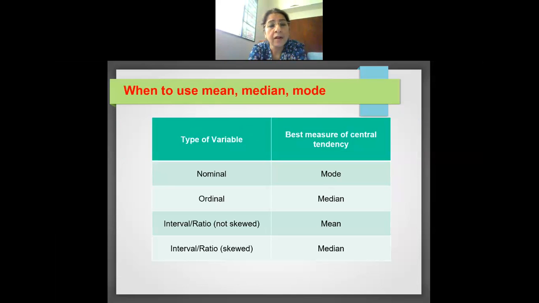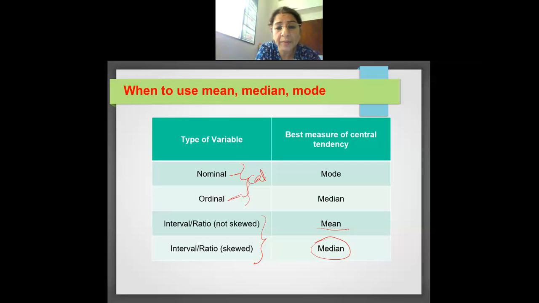So see this. This is just a small example of when to use which kind of descriptive statistics. You can have nominal data, ordinal data, or numeric data. If you have numeric data which is not skewed, go in for using mean. If your data is numeric and it is skewed, don't use mean, use median. This is for categorical data. Nominal and ordinal are categorical data.